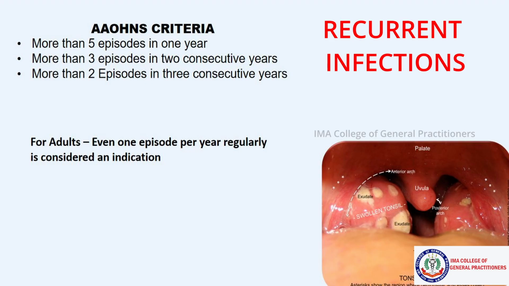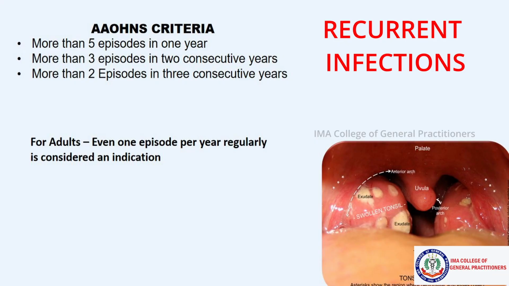The next indication for this surgery is recurrent infections involving the adenoids and tonsils. According to the American Academy of Otolaryngology Head and Neck Surgery, any child who has more than 5 episodes of proven tonsil infection in 1 year is considered an indication for removal of the adenoids and tonsils. And if a child has more than 3 episodes in 2 consecutive years, that is taken as an indication. And if the child has a chronic problem, if he is having 2 or more infections over 3 consecutive years, it is considered an indication for removal of adenoids and tonsils.